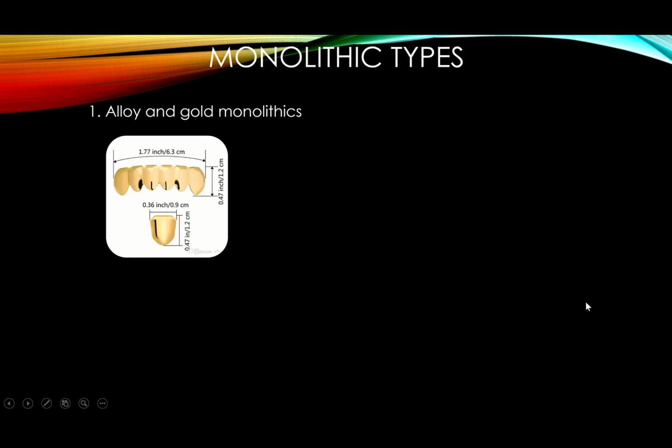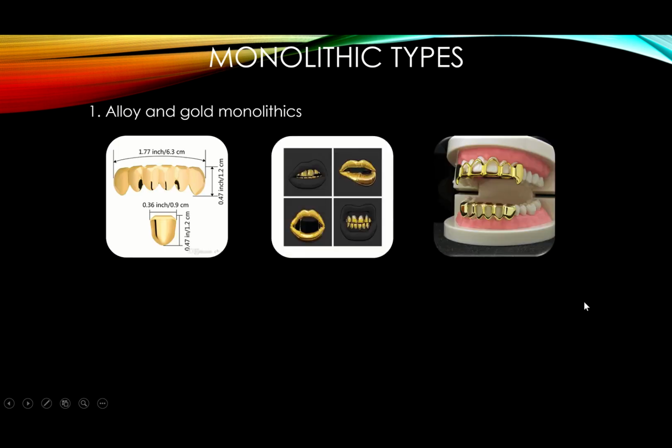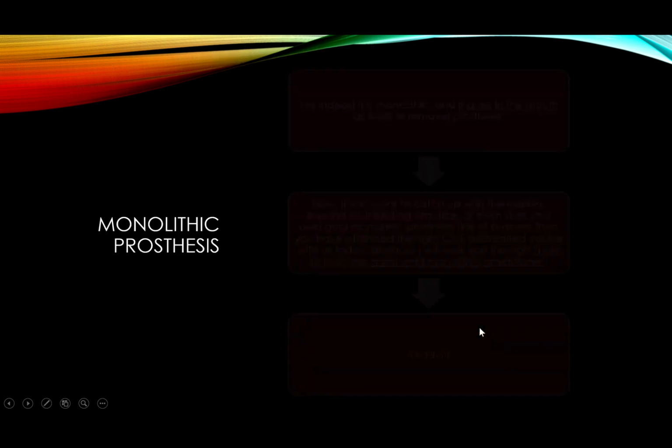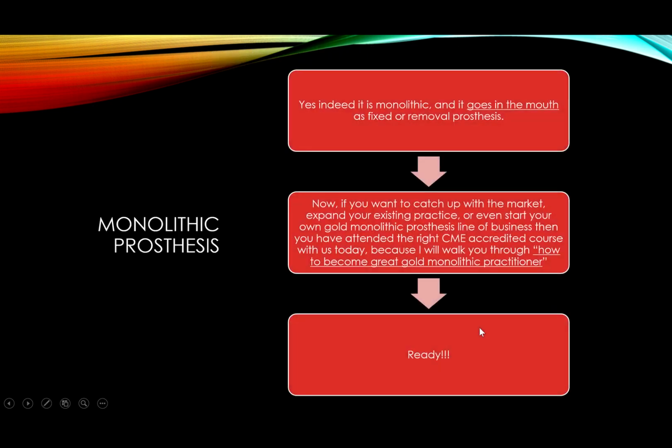You guys know the grills, right? You can take an impression for it, you can work with it on specific given numbers, or you can just do a snap on, let's say, gold, one that fits all, and adjust it. I don't know how it's made, but it goes in the mouth.